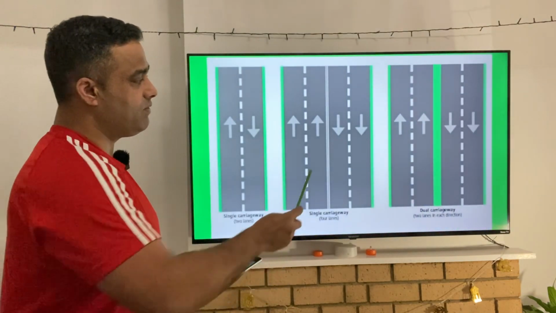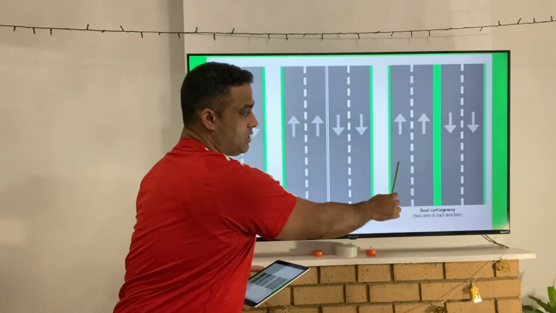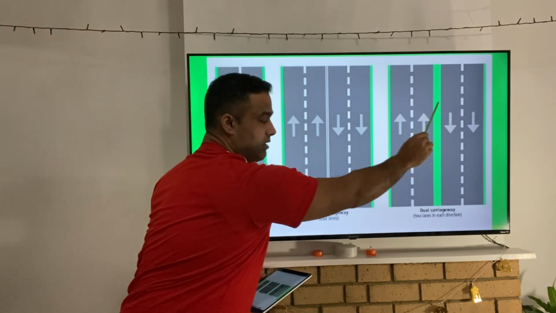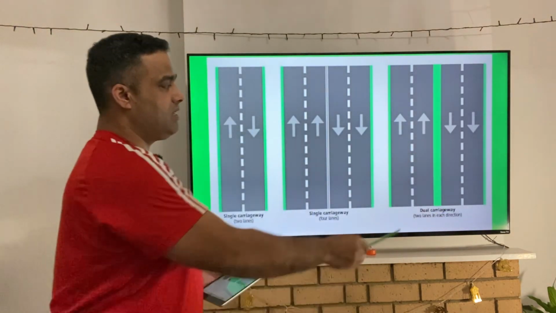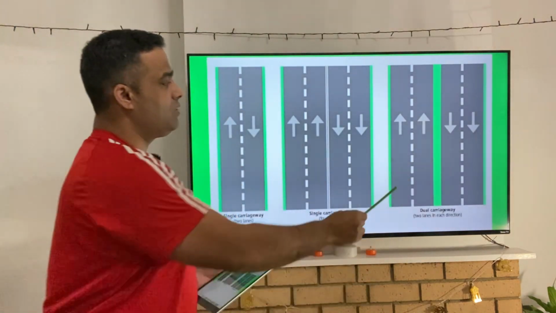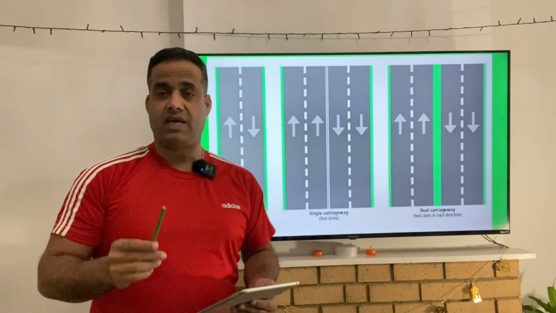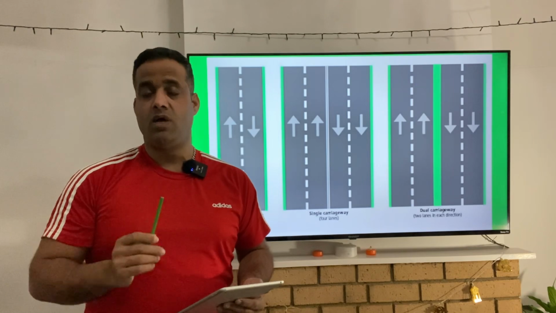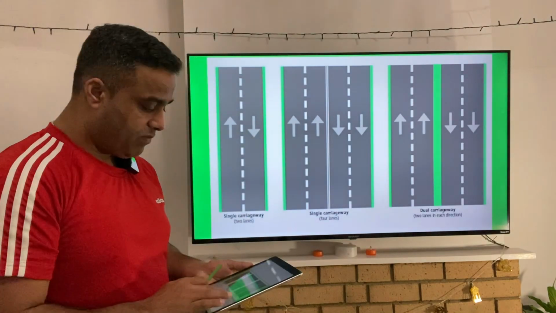If you look at this picture, this is a dual carriageway. There are 2 lanes going in that direction, and there are 2 lanes going downwards. They are going in opposite directions, but there is a physical barrier here. You can't go there, they can't come here. Remember that a dual carriageway can have 2 lanes going in opposite directions with a physical barrier in between them.